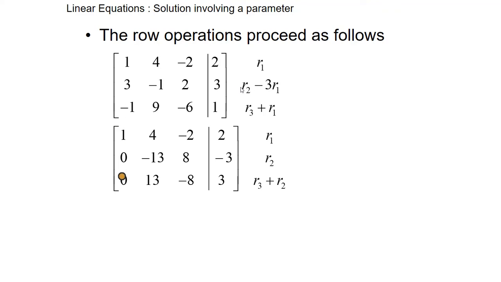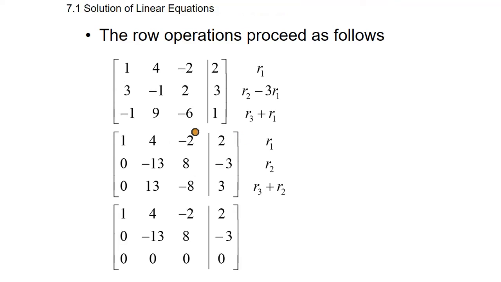So minus 1 plus 1, that's 0. 9 plus 4 is 13. Minus 6 plus minus 2, minus 8. And 1 plus 2 is 3. So we have zeros in the 2 positions here. We'd like to get a 0 here without destroying the 0 here. So what we can do, we can take our row 3 and we can add on row 2.